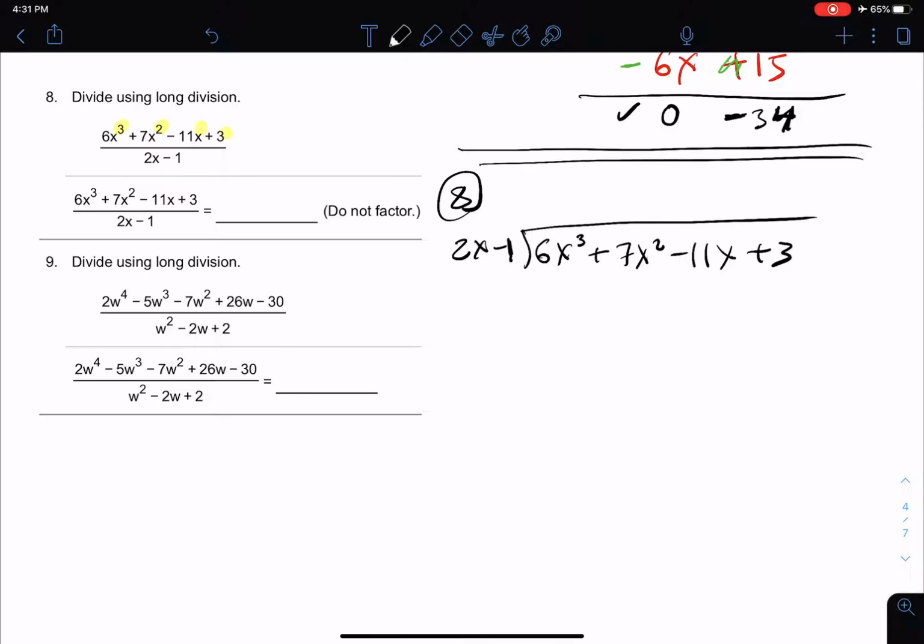So now, how am I going to do this? Remember how I like to start? Question mark. What times 2x will give me that 6x cubed? First of all, 3 times 2 is going to give me 6, right? And then x squared times x is going to give me x cubed. So I think we got it. 3x squared times 2x is 6x cubed. And now distribute to the next term. 3x squared times a negative 1 is just negative 3x squared.